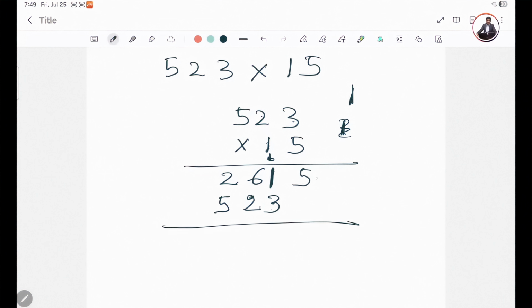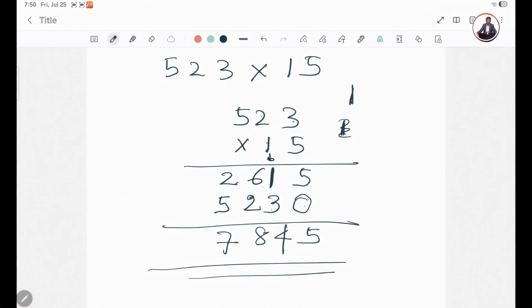See, now we need to add. So you can add, put 0 in here, it doesn't have any value. 5 plus 0 is 5, and 1 plus 3 is 4. 6 plus 2 is 8. 5 plus 2 is 7. So this is the number. This is the answer.